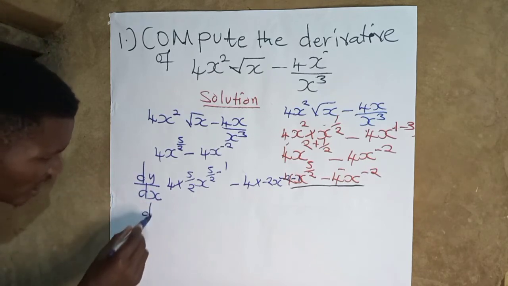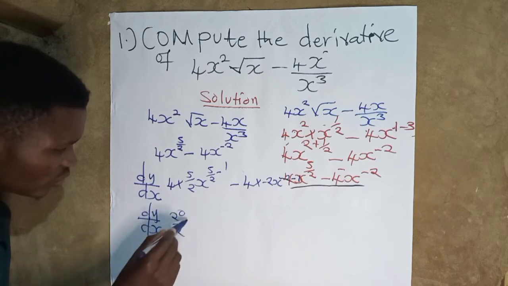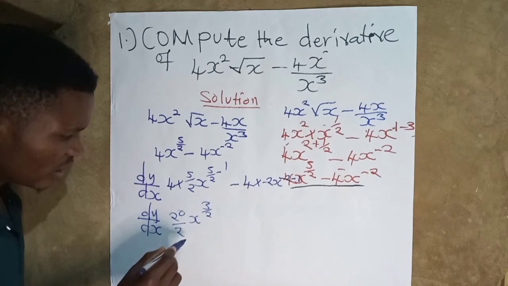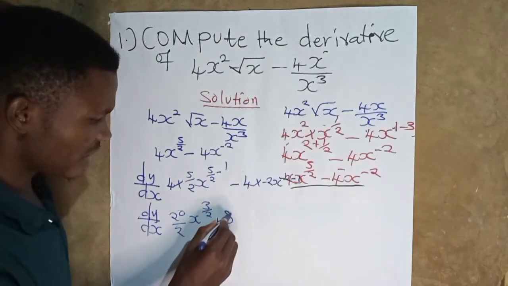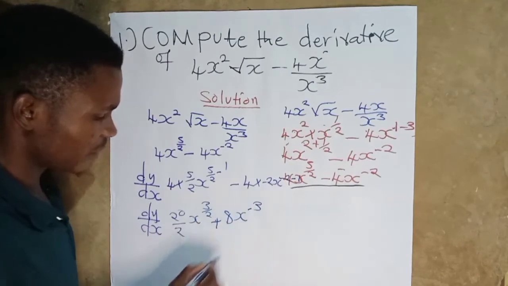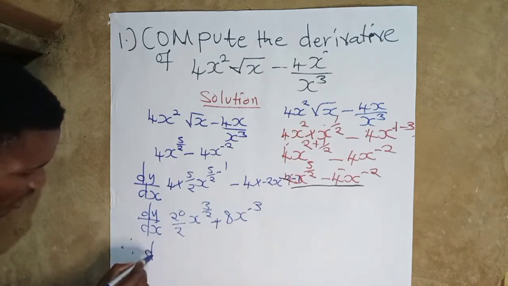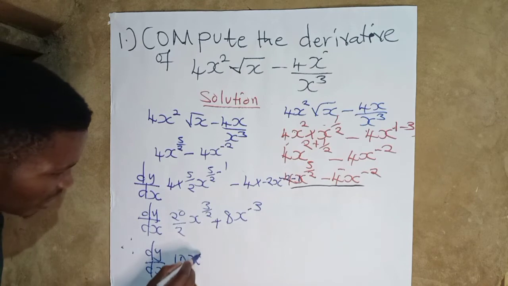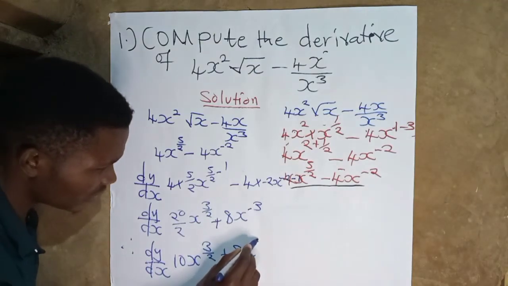So dy/dx is equal to 4 times 5 is 20, 20 over 2 x to the power 5 over 2 minus 1, which is 3 over 2, minus, so negative 4 times negative 2 we get positive 8x to the power negative 2 minus 1, we get negative 3. Then we can finish by dividing. Therefore dy/dx is equal to 10x to the power 3 over 2 plus 8x to the power negative 3.